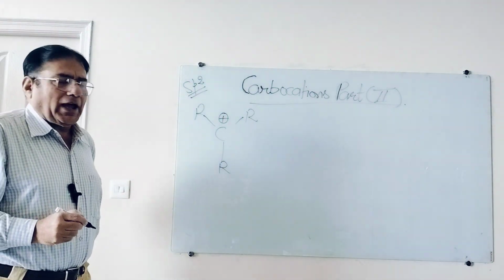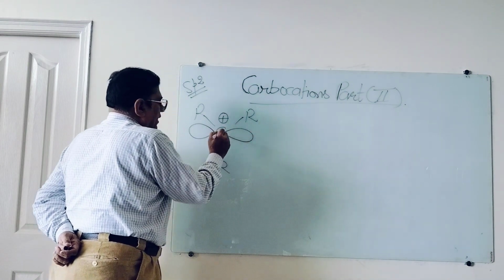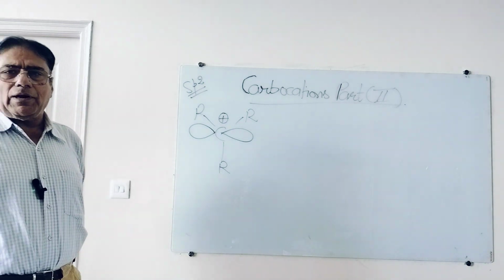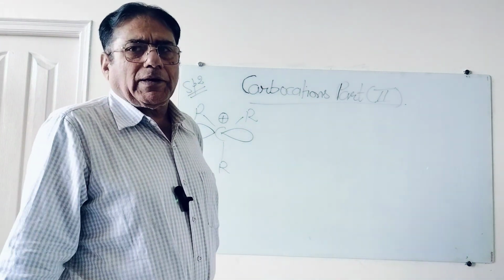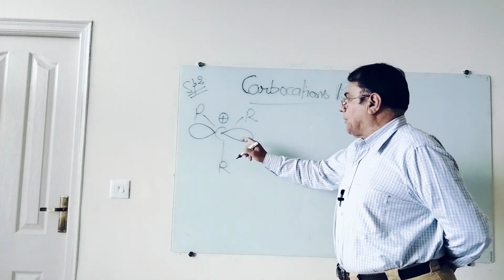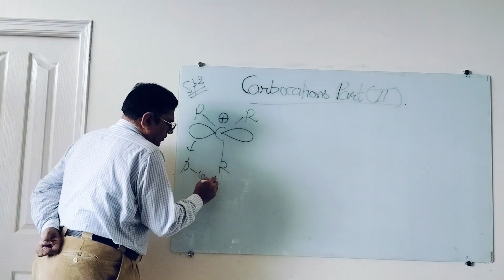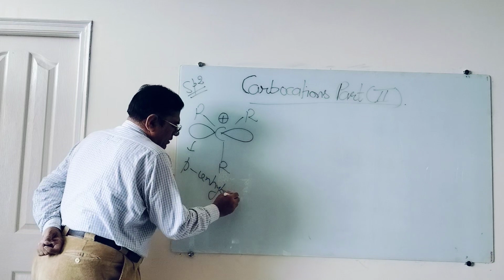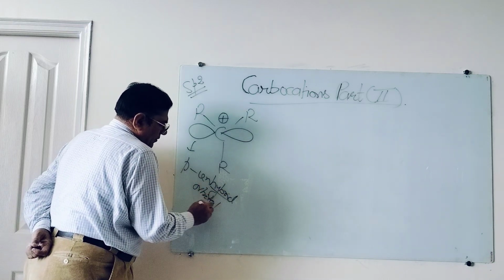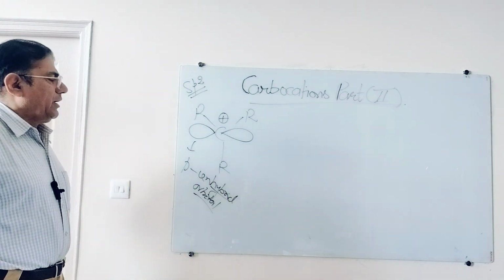Whenever an sp2 hybrid carbon is there, one p orbital will remain vacant, because only two p orbitals are participating in hybridization. One p orbital, unhybridized, will remain there, in which it can accept two electrons.